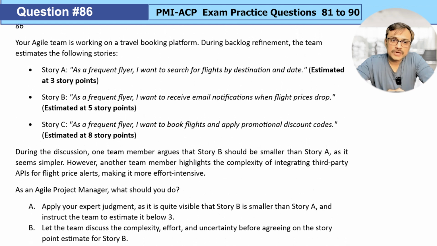Question number 86. Your agile team is working on a travel booking platform. During backlog refinement, the team estimated the following stories. Story A, as a frequent flyer, I want to search for flights by destination and date. Estimation is 3 story points. Story B, as a frequent flyer, I want to receive email notification when flight price drops. Estimated at 5 story points. Story C, as a frequent flyer, I want to book a flight and apply a promotional discount code, estimated at 8 story points.